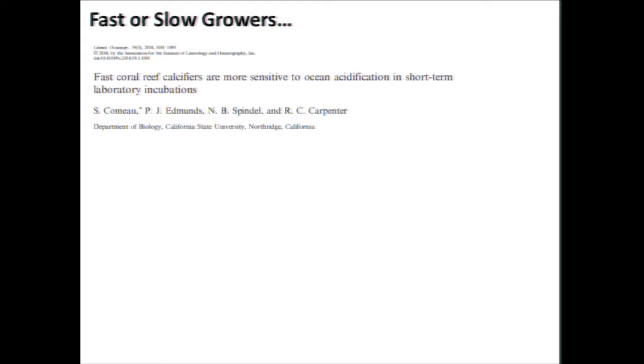So I'm going to try to frame this in fast and slow growers and get to this idea of why some things might have a saturation state sensitivity. This was a paper by Steve Gaines and others, and they tried to look at what actually regulated the responses to acidification. What they generally found was that slower growers, or slower calcifiers, are more resistant to ocean acidification.